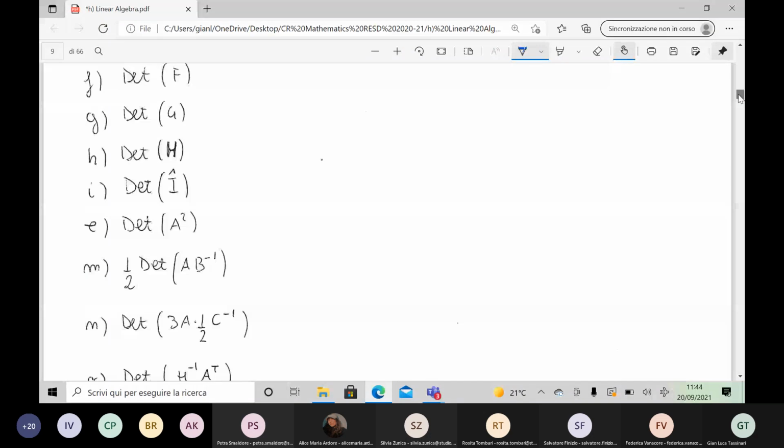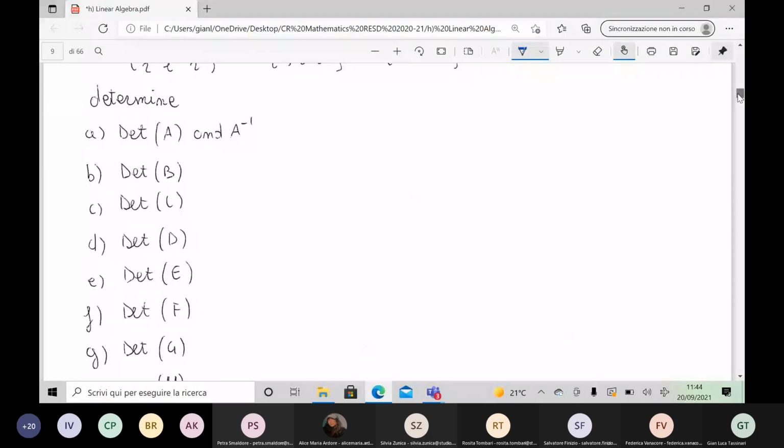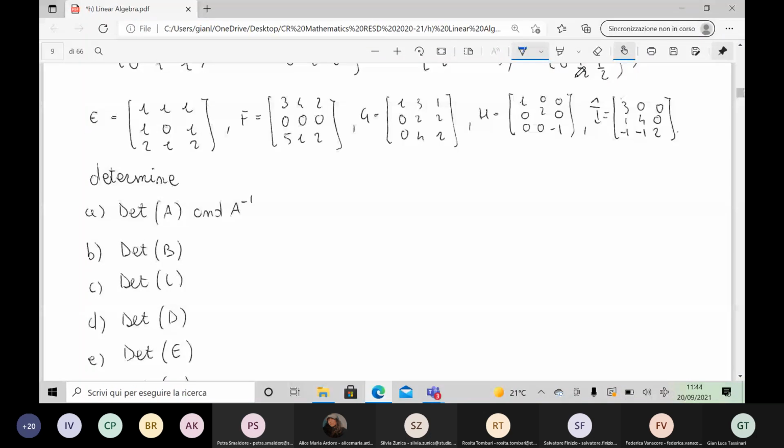So since the determinant of H is 1 times 2 times minus 1, minus 2, is different from 0, it does make sense. So it's a 3 times 3 matrix, so the inverse of H exists, and obviously it is a 3 times 3 matrix.